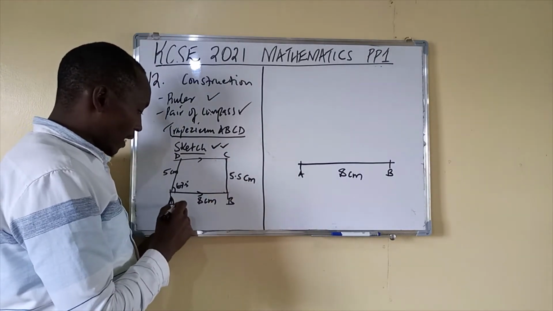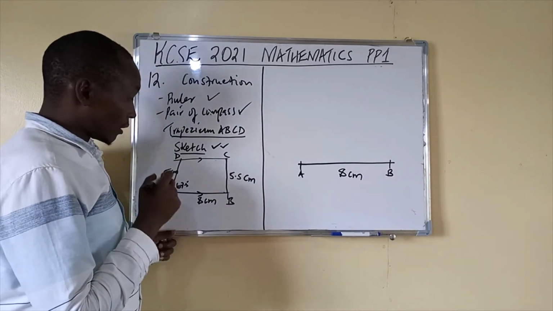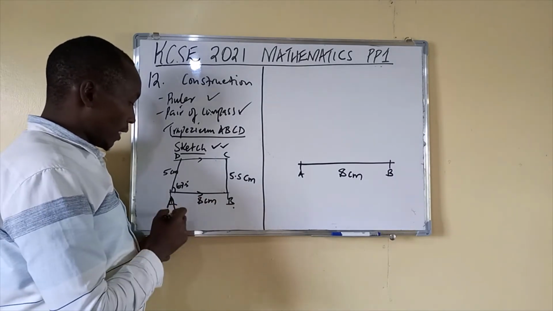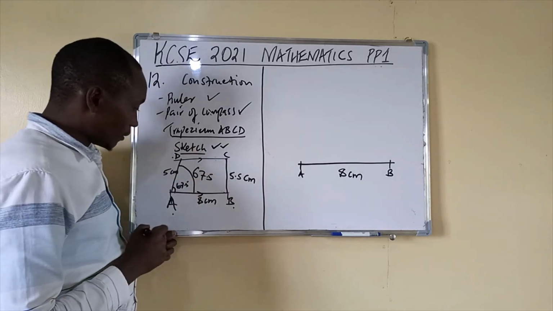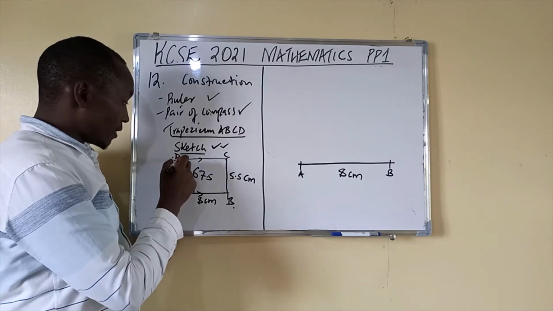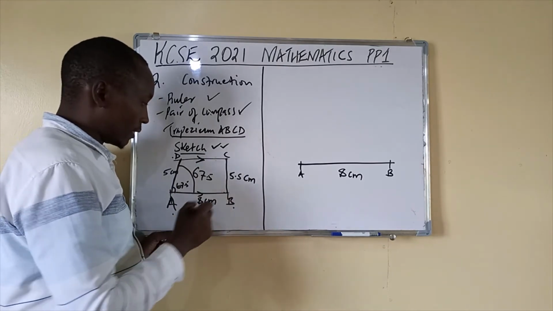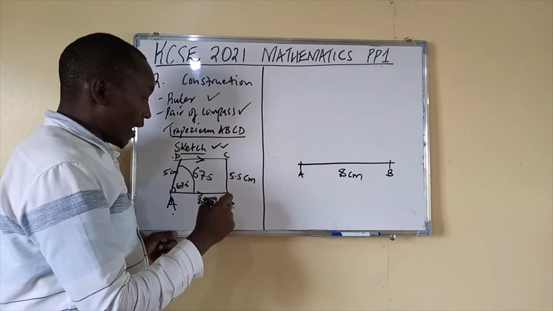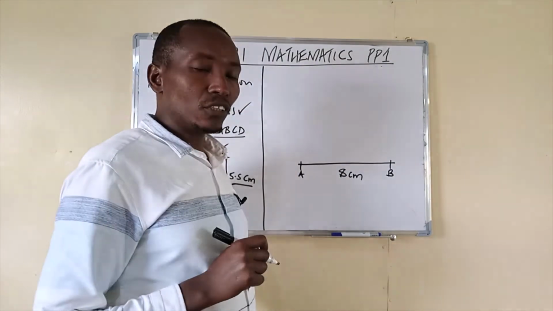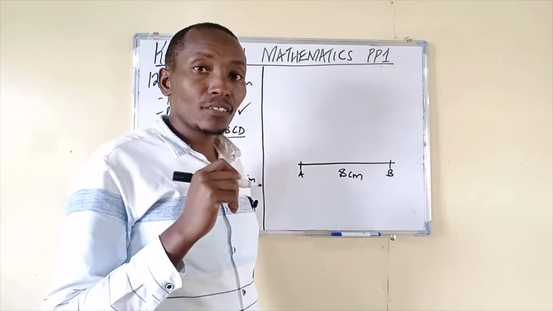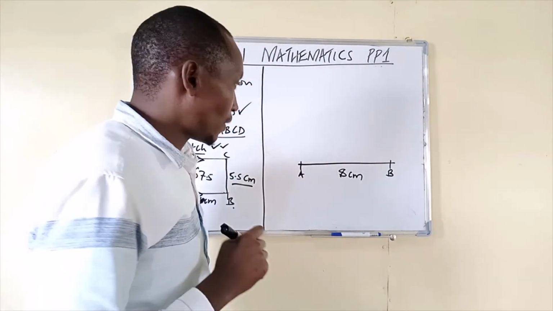Already the student has been given the line AB, which is 8 centimeters. Then the student is to construct the trapezium such that the angle BAD here is 67.5. The line AD is 5 centimeters. And of course, remember now, DC and AB are parallel. Then the student is given that the line BC is 5.5 centimeters. So what I'm going to do is to guide you. Then using your ruler and your pair of compass, you can go with me.